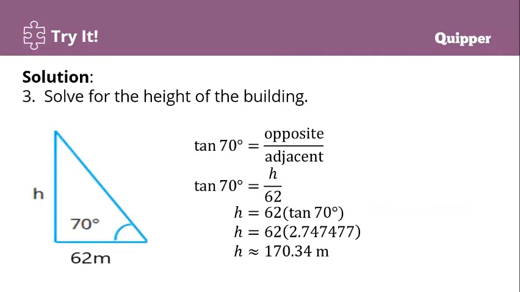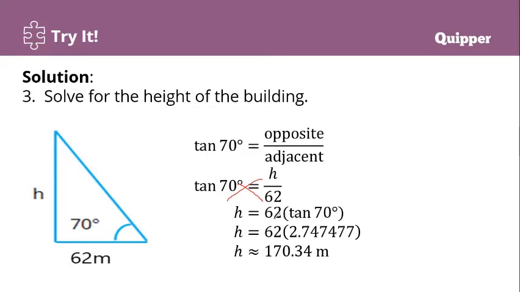To solve for the height of the building, we'll be using the given values. Tangent 70, which is the given angle of elevation, equals the ratio opposite over adjacent. Then substitute the opposite side with h and the adjacent side with 62. Then we'll get its cross product. We have tangent 70 times 62 is 62 tangent 70, while h times 1, the imaginary one, is just h.